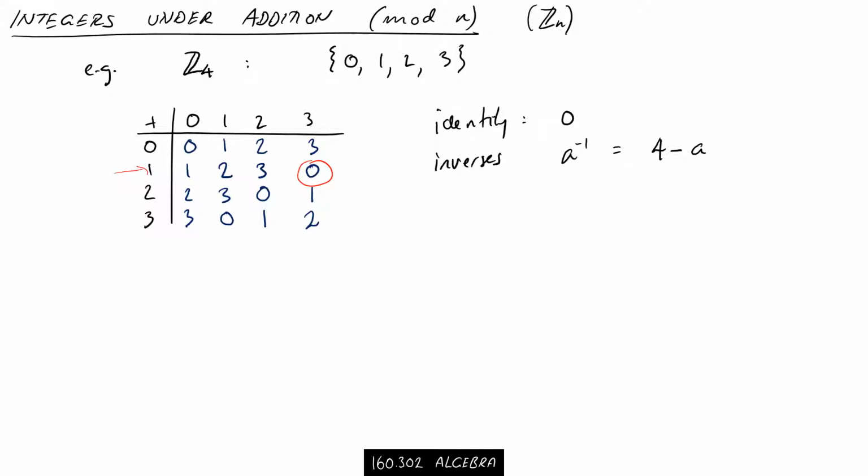Does that work for everything? Well, the inverse of 2 would have to be 2 by this rule, and indeed it is. It's its own inverse. The inverse of 3 would have to be 1. That works, and the inverse of 0 is 4 minus 0, which is 0, once we correct it. And again, associativity comes with addition.